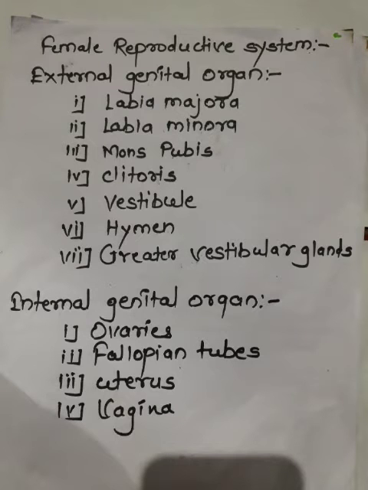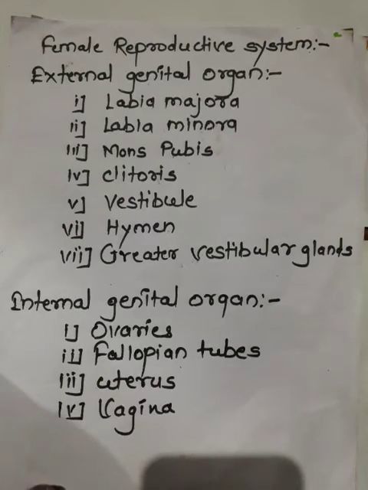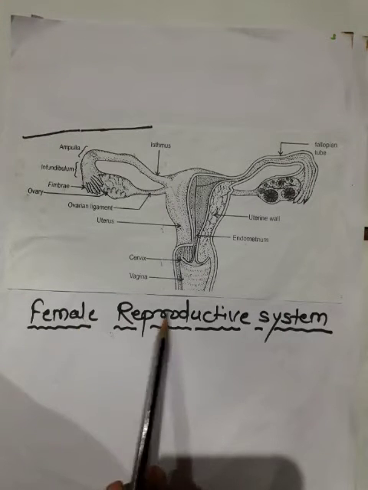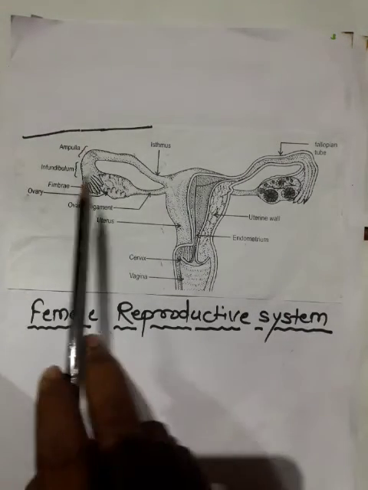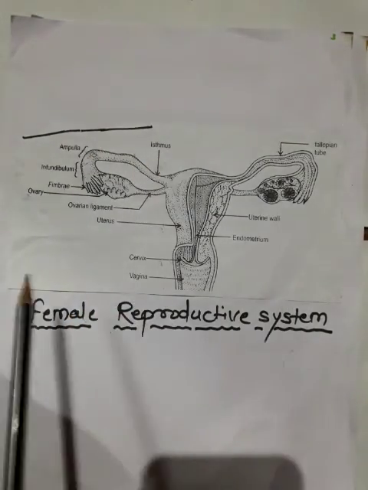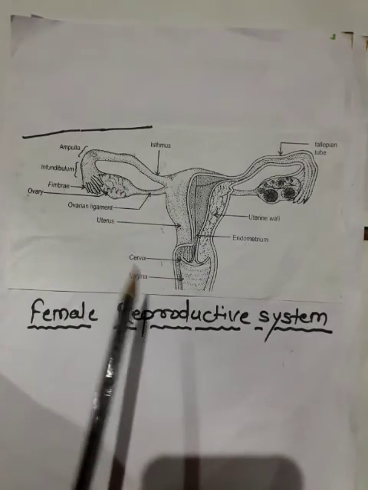Next one, mammary gland, a pair of rounded structures present in the pectoral region on the ventral thoracic wall. It releases milk under the control of prolactin and oxytocin of pituitary gland. Next one, internal genital organs. It is a diagrammatic representation of the female reproductive system which consists of different parts: a pair of ovaries, fallopian tubes, uterus, cervix and vagina.